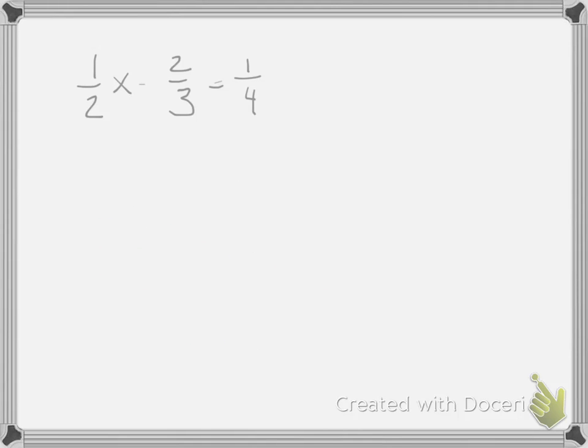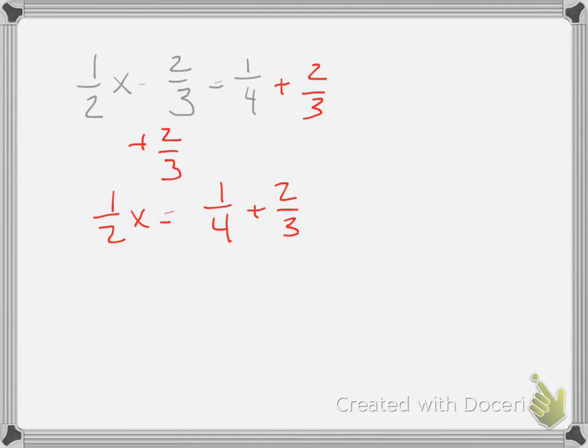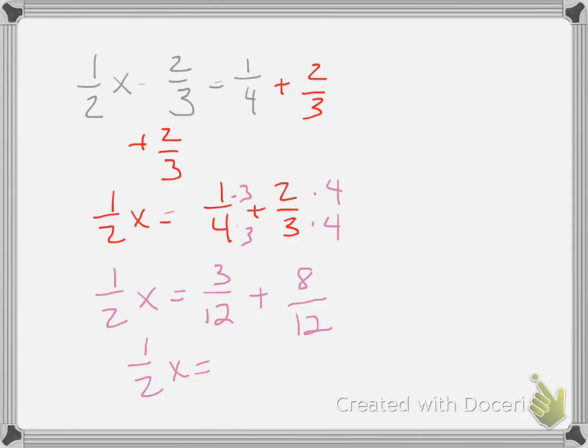Okay, got to get rid of the things not attached to x first, so I need to get rid of that negative, so I need to add 2/3 to both sides. Okay, when we are adding and subtracting fractions, we have to have a common denominator. So my common denominator in this situation, I am going to make 12, so I need to multiply this by 3/3. So 3 times 1 is 3, 4 times 3 is 12, plus I need to multiply this by 4/4 to get that 12 on the bottom. So 4 times 2 is 8, 3 times 4 is 12. Now we can add them. So we add across here, so 8 plus 3 is 11, so we got 11/12.